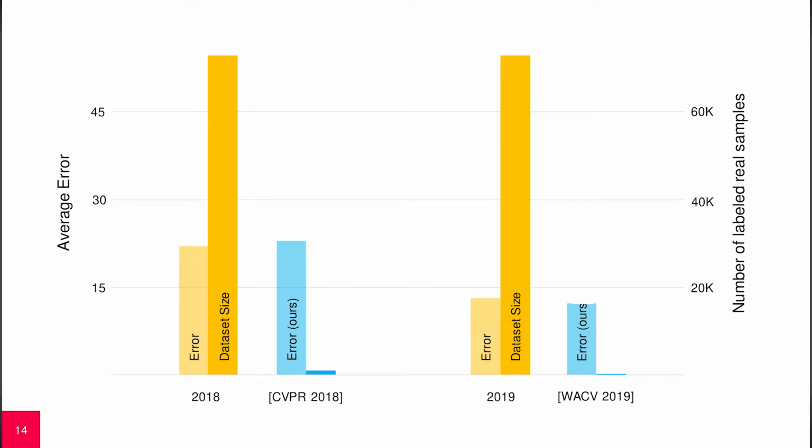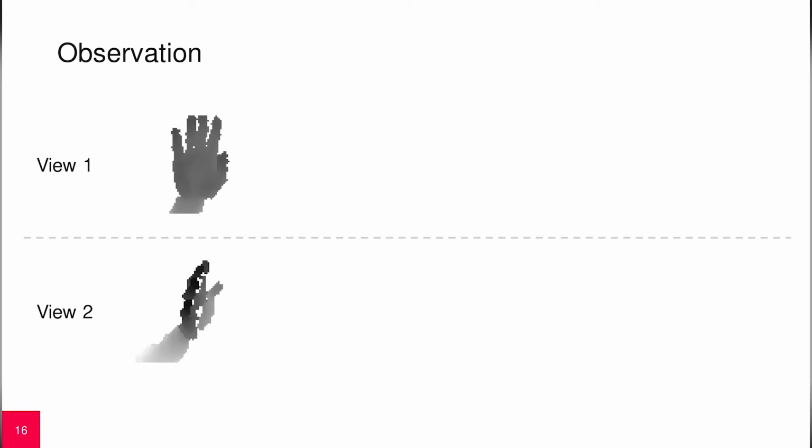Let me just jump right into the first part of the work, which is our idea to exploit unlabeled data for this task of 3D hand pose estimation. And for this, we were exploiting multiple views, at least during training. So we capture the hand simultaneously, in this case from two views, so that at the same time we have an image from each of the two cameras.